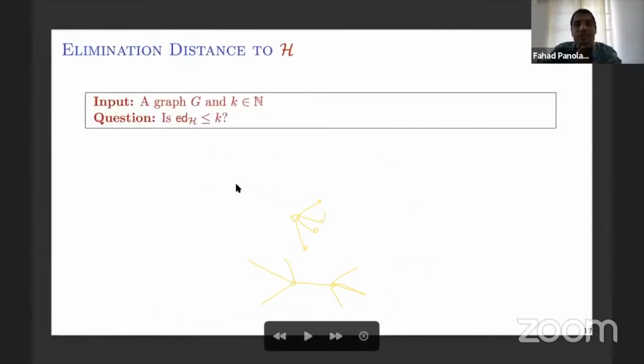Now we can ask the following question. I already mentioned that elimination distance is smaller than the deletion set size. So we can ask this algorithmic question: given a graph G and an integer k, is the elimination distance of that graph to the class H at most k? Like the vertex deletion to H.